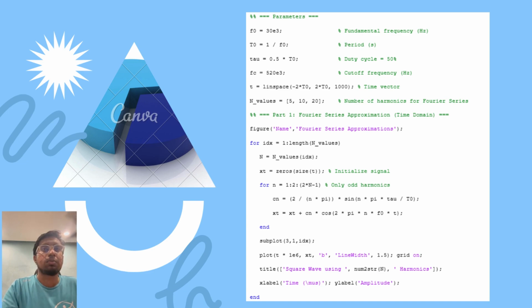For the main loop, for each N, construct the signal using only odd harmonics 1, 3, 5, and so on up to 2N minus 1. Compute each harmonic coefficient, which we call Cn. The accumulated sum of cosines gives the approximate signal xt. The x-axis we plot is time in microseconds, and the y-axis is amplitude.